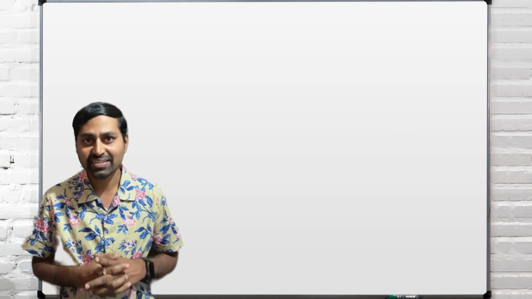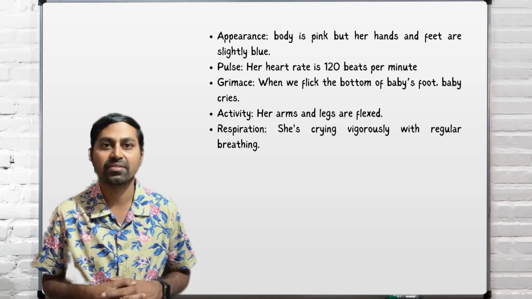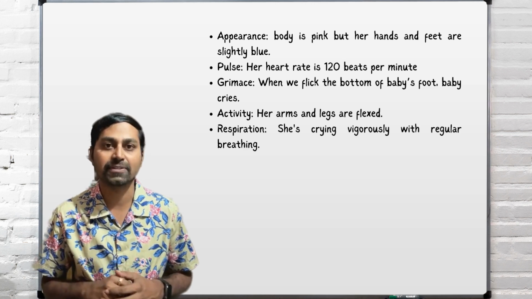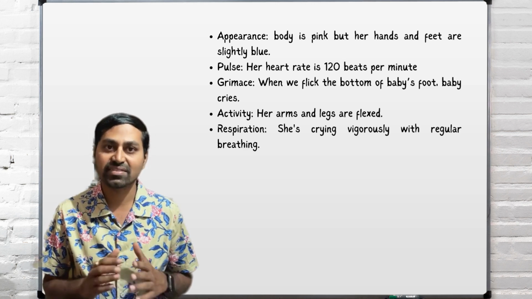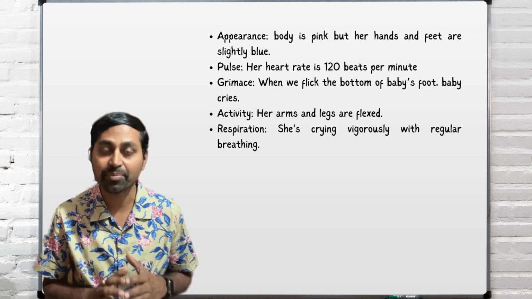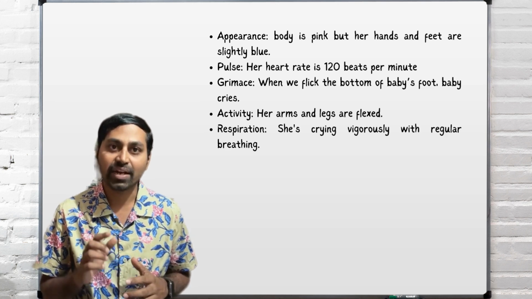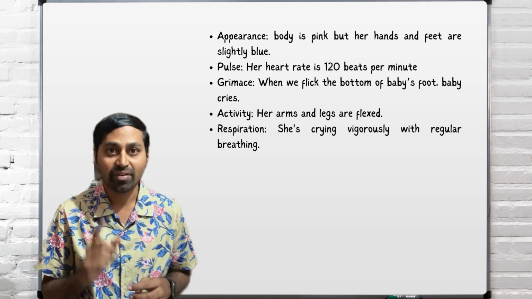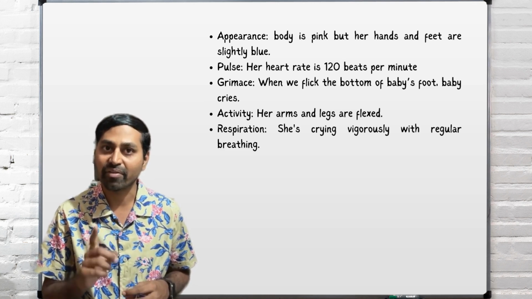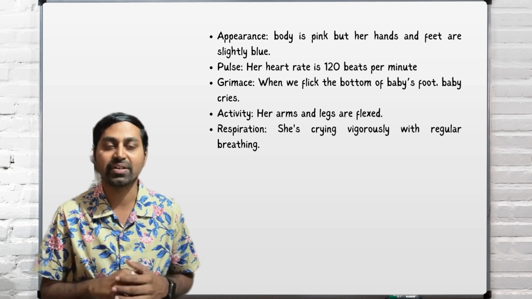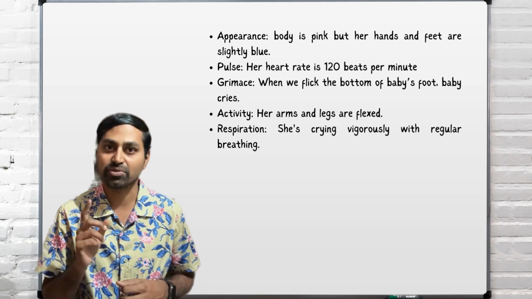Let us see an example. A newborn is delivered and assessed at the first minute after birth. The baby's appearance, that is skin color, is pink, but the baby's hands and feet are slightly blue. For this, we give a score of 1. Then pulse. The baby's heart rate is 120 beats per minute. That is normal, hence the score is 2.